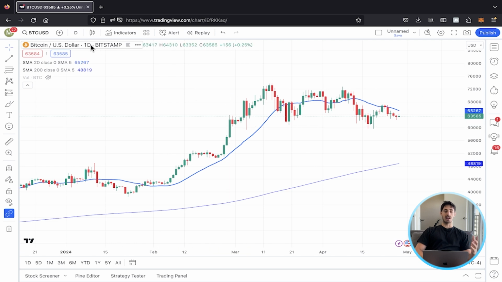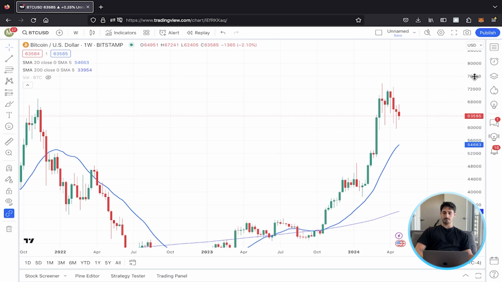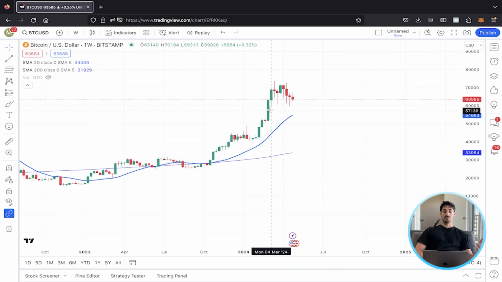And that is because we have the daily time frame selected. Now, if we go to the weekly time frame, in this case, every candlestick represents 1 week's worth of price action. So in this case, this entire candlestick represents 1 week. This candlestick represents 1 week or 7 days.